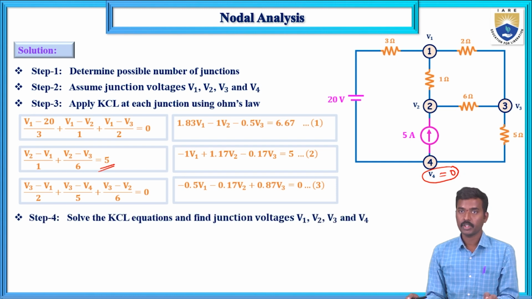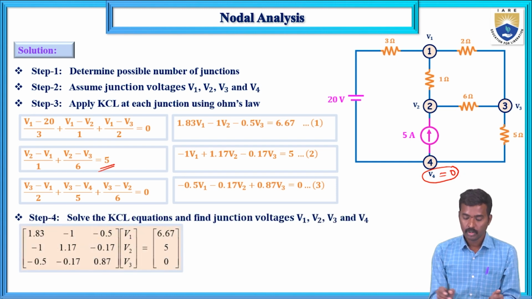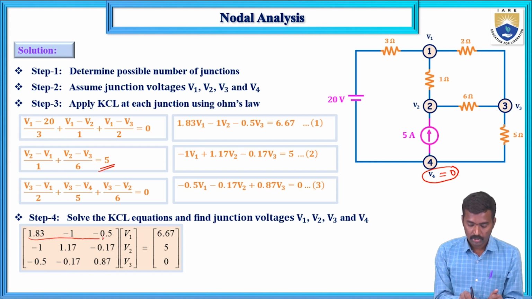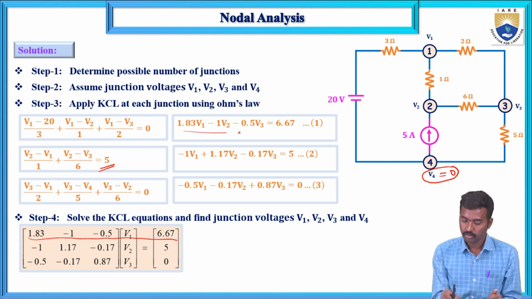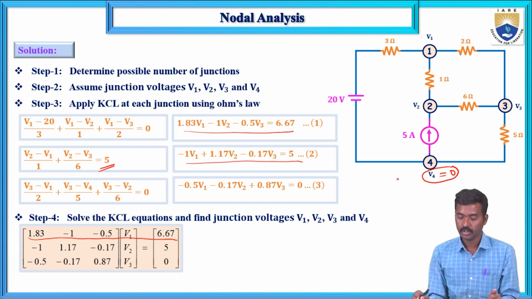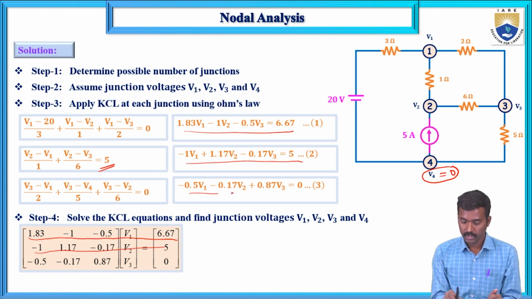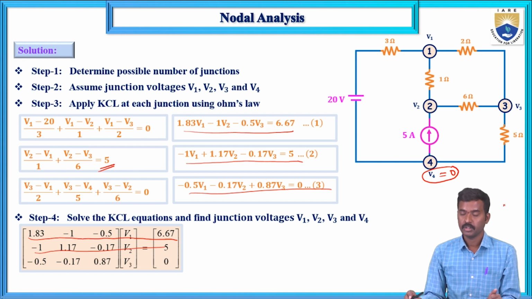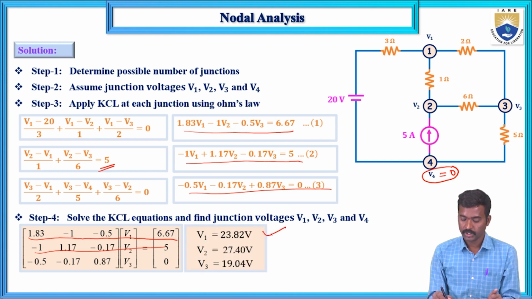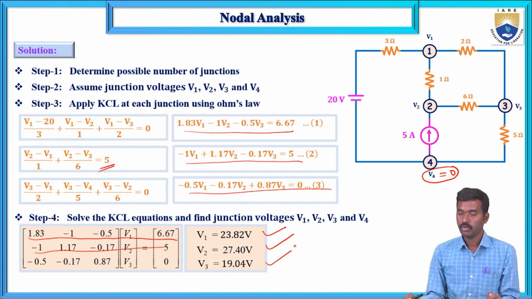Solve these equations, so convert them to the matrix form. 1.83, minus 1, minus 0.5, this one, minus 1, 1.17, minus 0.17, this one. Next, minus 0.5, minus 0.17, 0.87 is equal to 0. So here you will get V1 equals 23.82, V2 equals 27.04 and V3 equals 19.04.